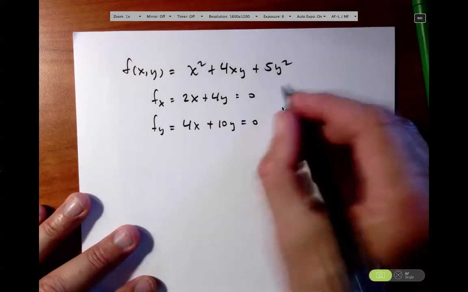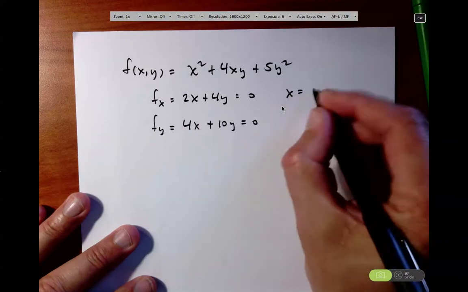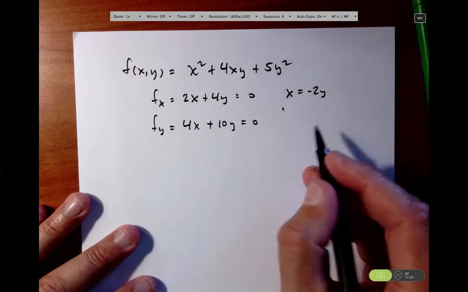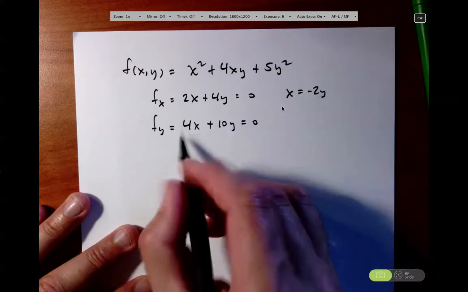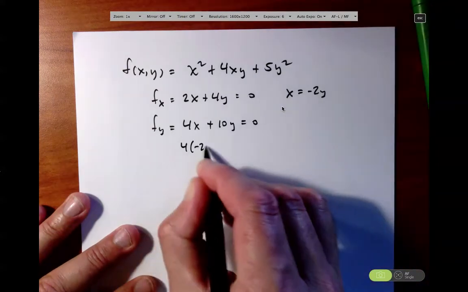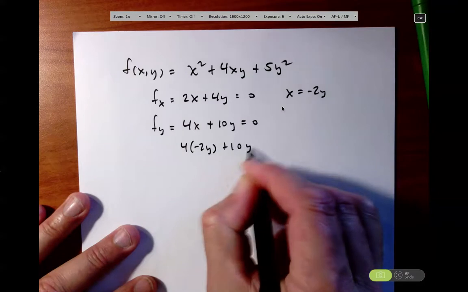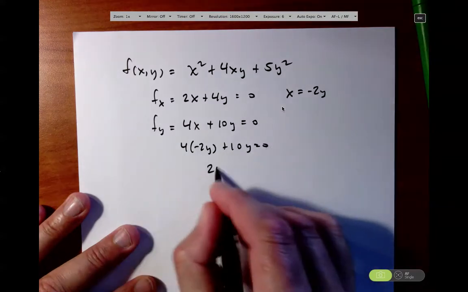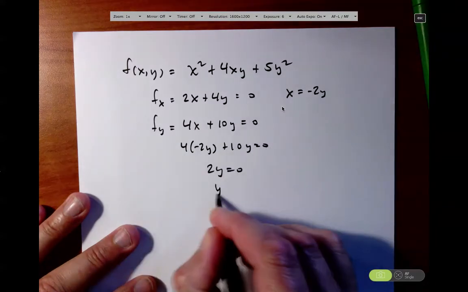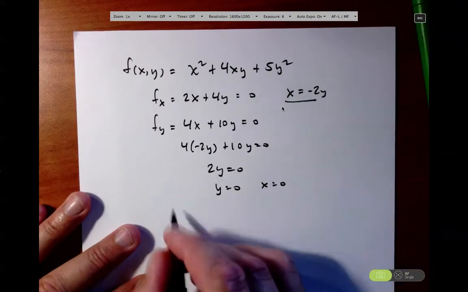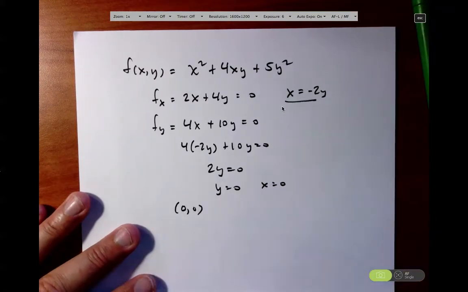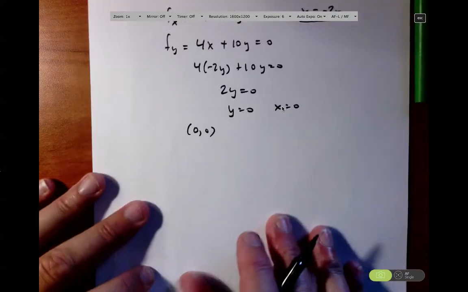And then in class we said x is equal to negative 2y. Then I plug that in down here, and we ended up with 4 times negative 2y plus 10y is equal to 0, or 2y is equal to 0, and we said y is 0, and when y is 0, x is also 0. So there's a critical point at the origin, and then we want to classify it.